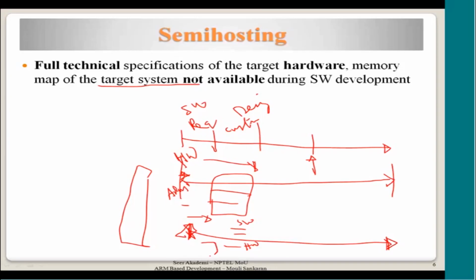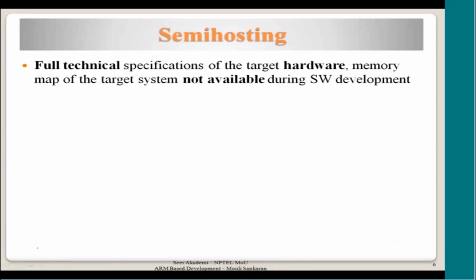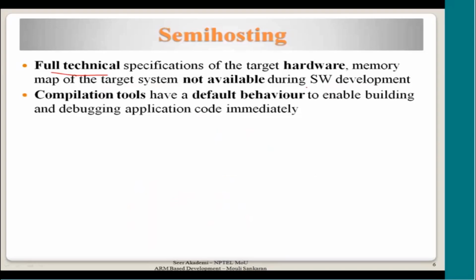Maybe the chip may be identified, or maybe the chip may be getting made by a semiconductor company, okay, and they will be providing some device drivers and other things, and then the application software developer may be writing application software even much before the chip is made. So during the software development, rough ideas of the exact hardware specification or the memory specification will be there, but very specific information won't be available. So the full technical specification of the target hardware memory map is not available.